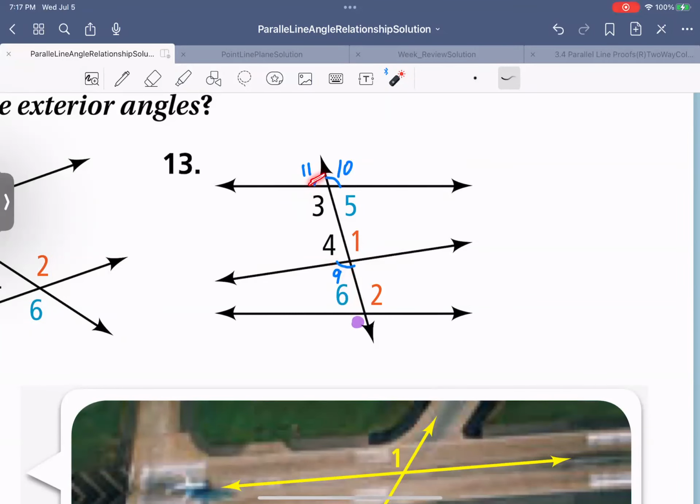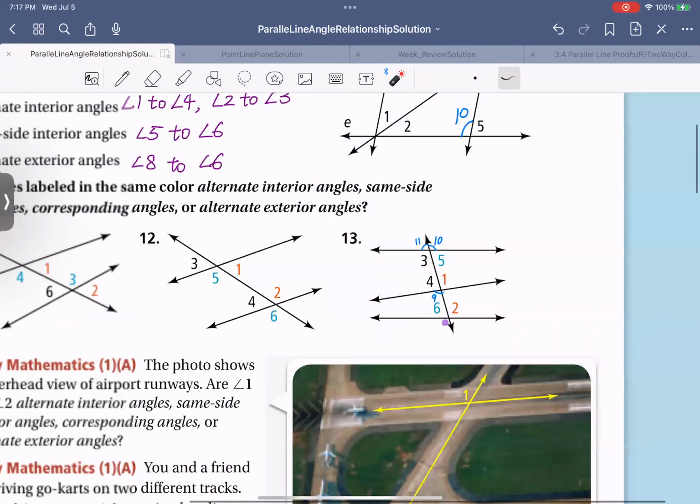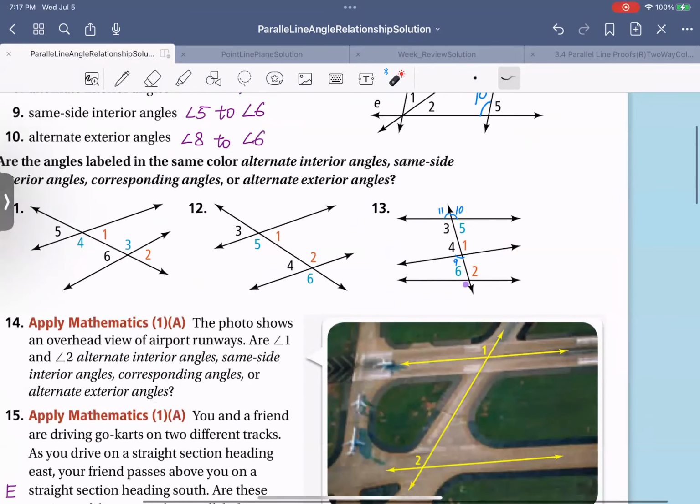See here, this guy and this guy are corresponding. These two are corresponding, but here and here is called same side exterior. Does this make sense, Stephen? Yeah. Okay, so those are the 5 different angle relationships.